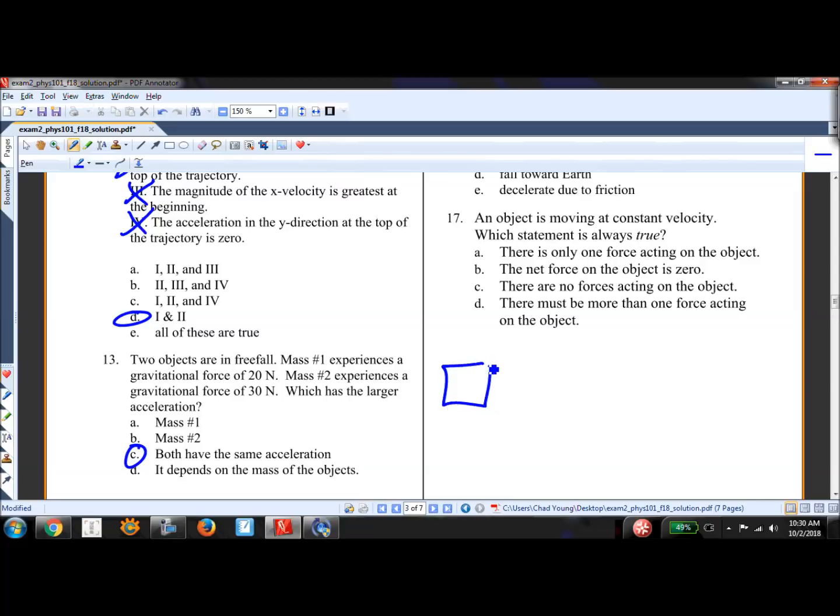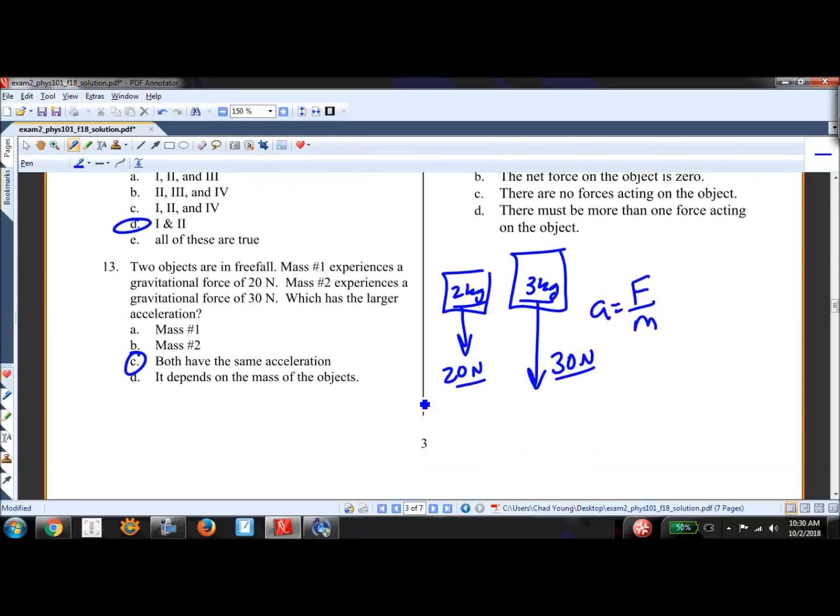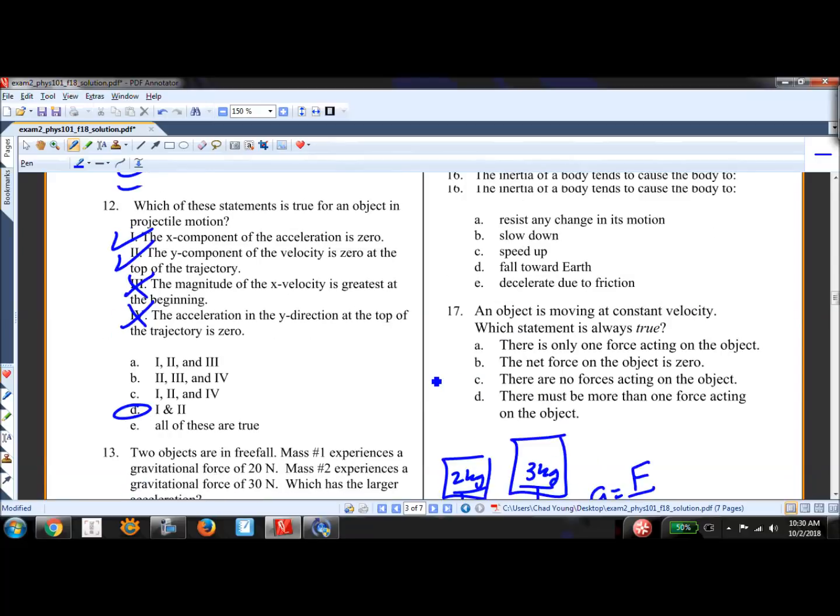All right, there's my 20 Newton, which by the way is a 2 kilogram mass, and here's my 3 kilogram mass. This one does feel a 20 Newton force, and this one does feel a bigger force, a 30 Newton force. So why doesn't the 30 Newton force accelerate more quickly? Well, the acceleration is F over m, so it's 30 divided by 3, which is 10, or 20 divided by 2, which is 10. So the answer there is C for 13.